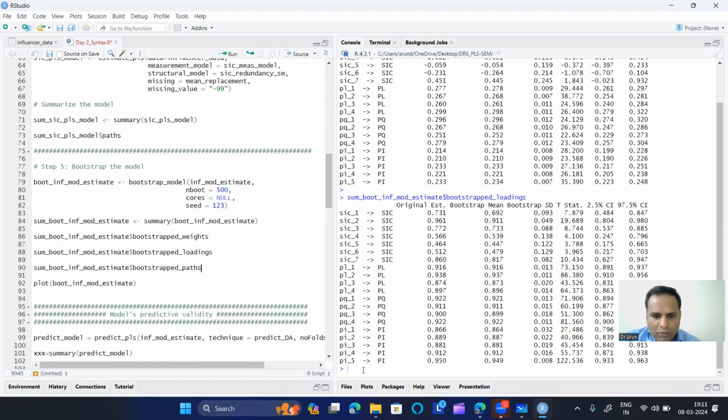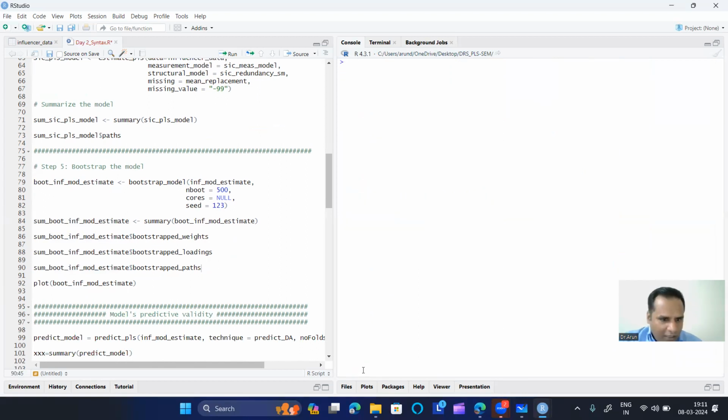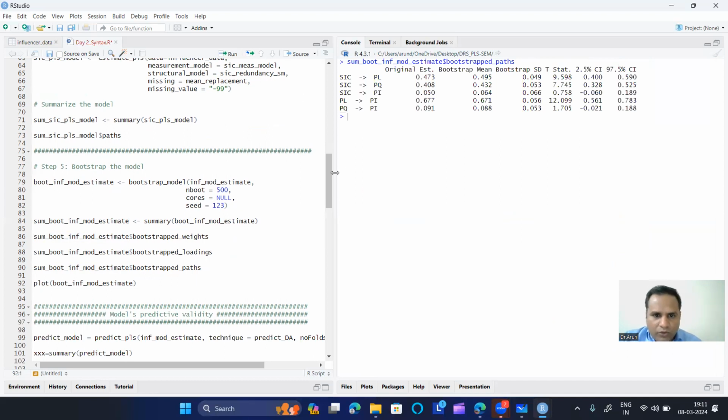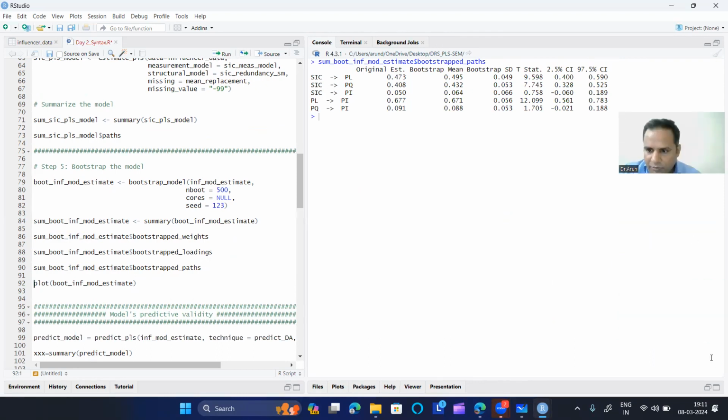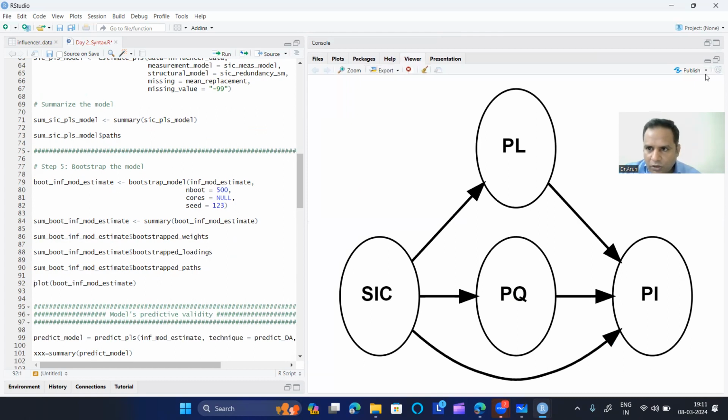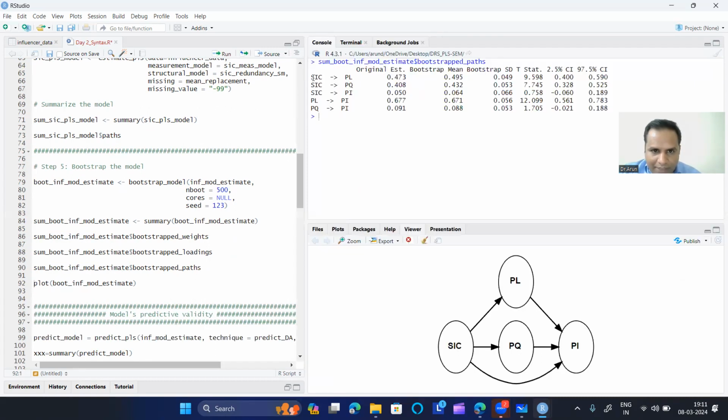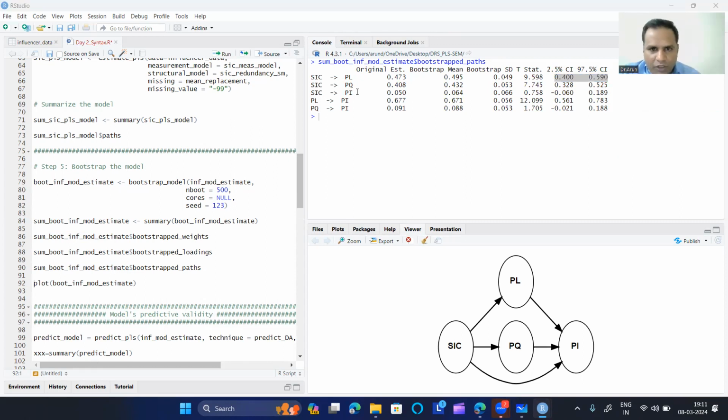Now since you have bootstrapped the model and you have checked the loadings and paths, now you can go and run line number 90, and you can see the direct path. By the way, this is the direct path. Let me slightly zoom this. Now SIC to PL, is it significant? Yes, it is significant. See the T value, T greater than 1.96, and no zero lies between the lower and upper confidence level. Yes, okay. Now see SIC and PQ again.